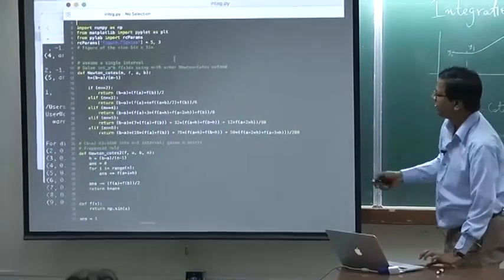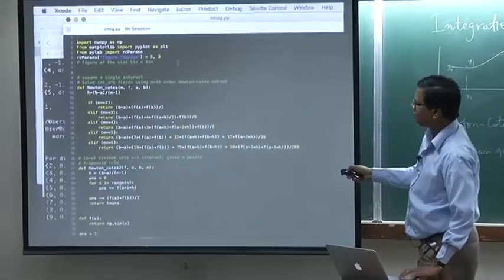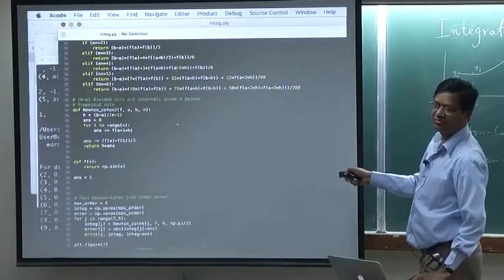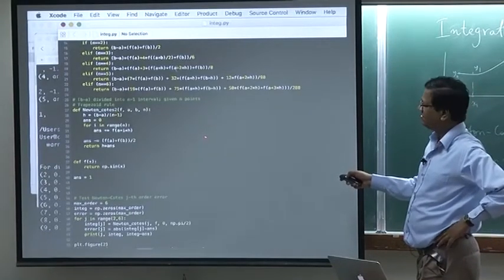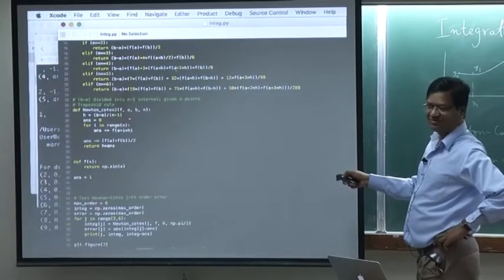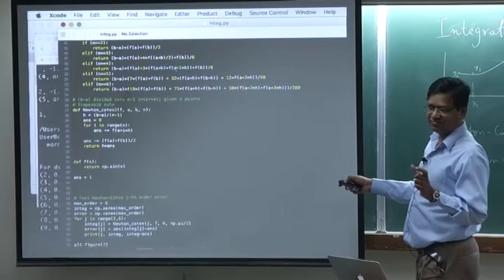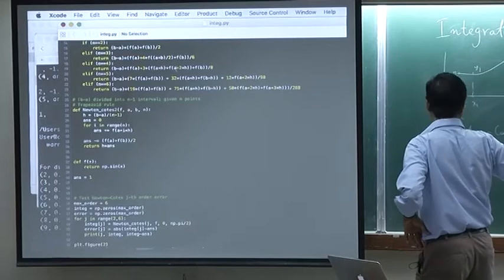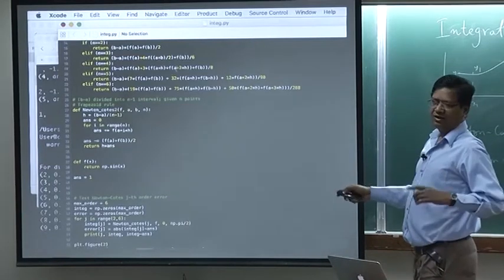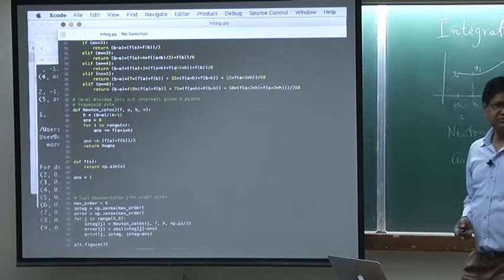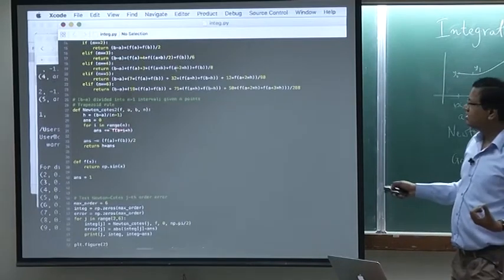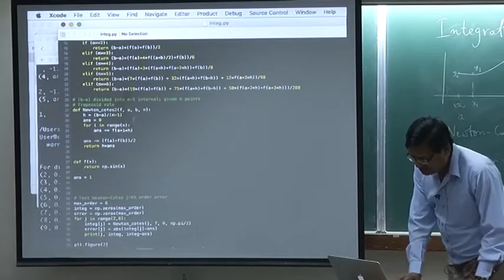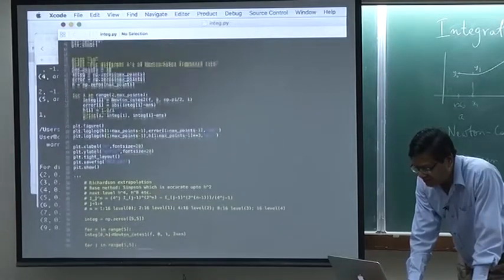So Newton-Cotes 2, but I do it for n points. So I have to compute h, which is b minus a over the number of slices. So there are n minus 1 slices, and then I do this sum. So I'm just doing this sum, and finally subtract half of the endpoints. So this will give me the answer for different h. So this is what is done here.